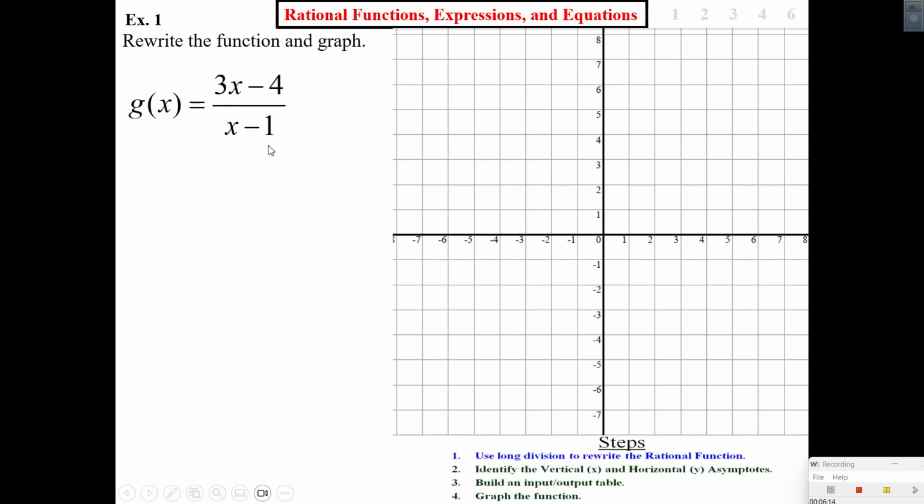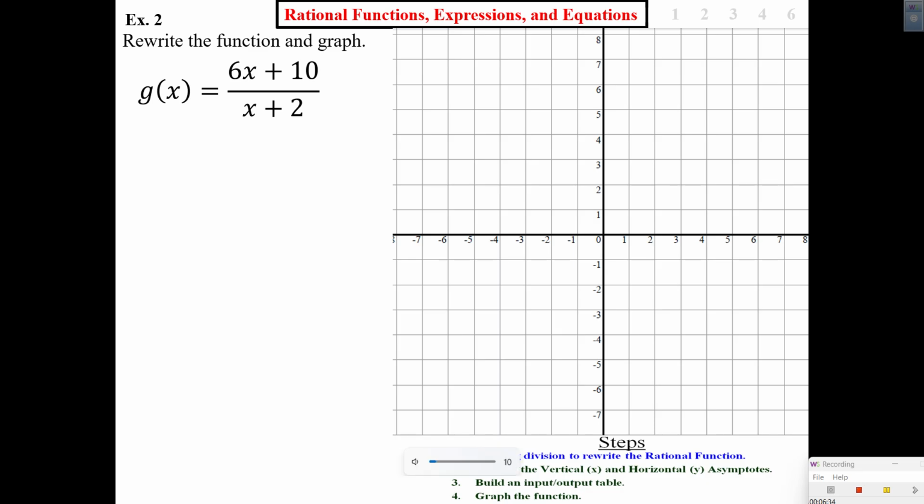Yesterday we did these where we needed to rewrite it by doing long division. We did that one, that one, that one. Did we do this one? I don't think we got to that one, but let's skip that one for right now. Let's go to this one. Example number 2 on your graph paper at the top left. Rewrite the function and graph. G of x equals 6x plus 10 over x plus 2. You should be able to do this one by yourself.